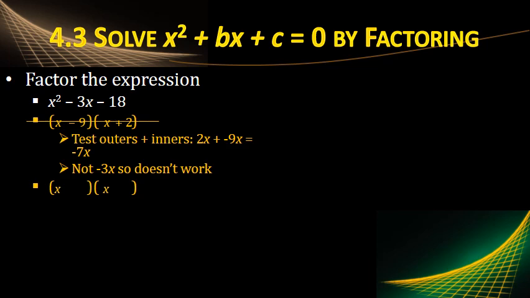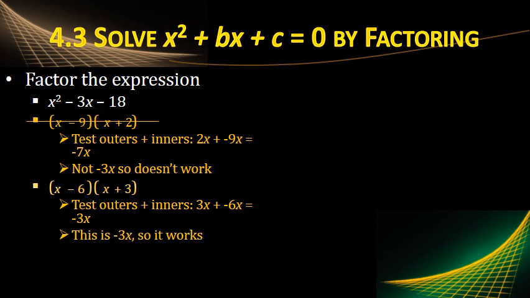X squared is still x times x, but what else times what else makes the negative 18? Well, how about 6 times 3? So maybe we could try a negative 6 and a positive 3. So we test the outers and the inners. The outers are 3x, inners are negative 6x. Add those together and we get negative 3x. Oh look, that's the same as the middle term up there. So, since it matches the middle term, that is the correct factoring.